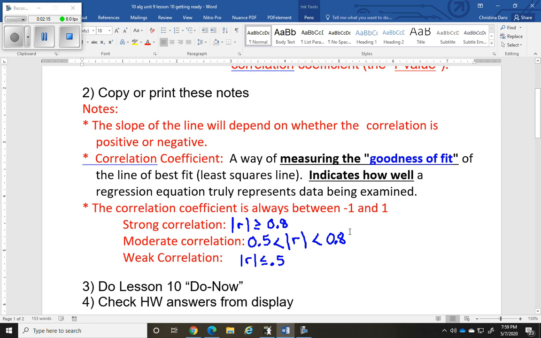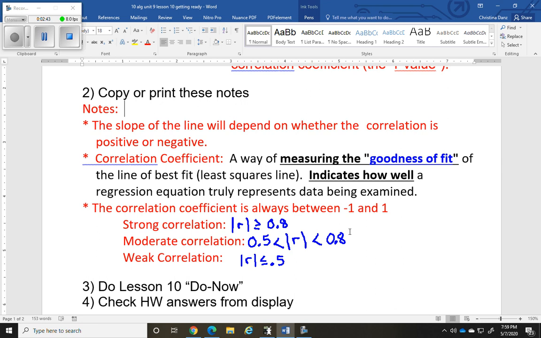The closer the correlation coefficient is to 1, the stronger the correlation. So we like to say that if the absolute value of R is greater than 0.8, it's strong. If the absolute value of R is between 0.5 and 0.8, we call it moderate. And if it's less than 0.5, we call it weak.